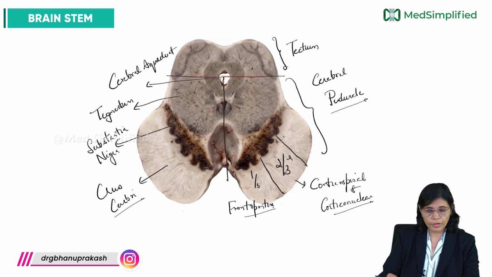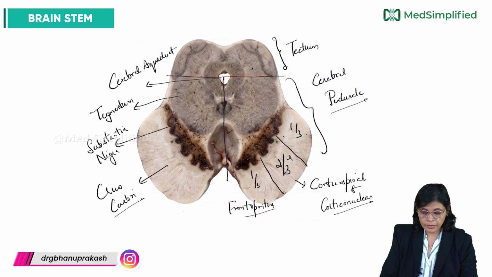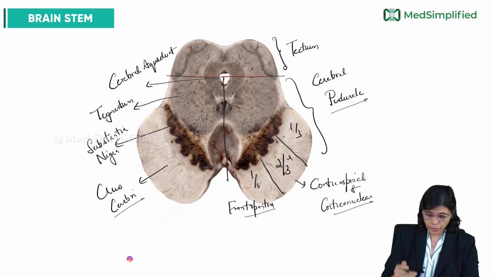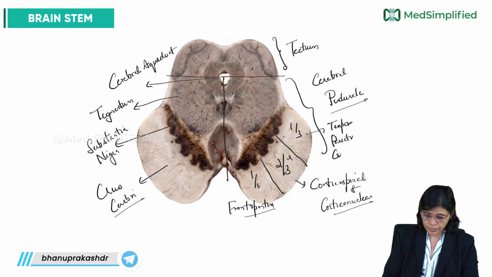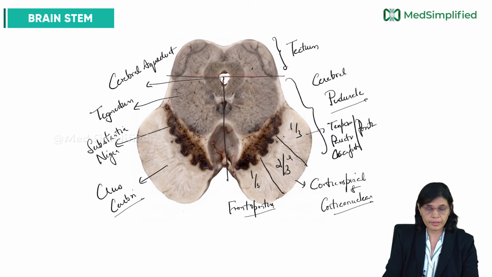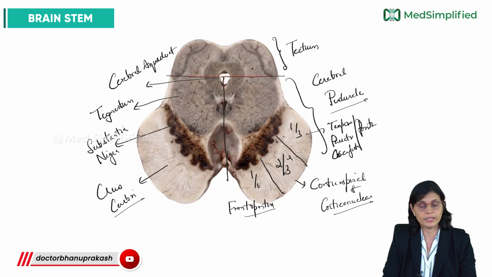And the remaining from the other regions, that is the temporopontine, the parietopontine and the occipitopontine, will occupy the lateral part. All pontine fibers will be at the lateral part. So that is the crus cerebri, which is also known as basis pedunculi.